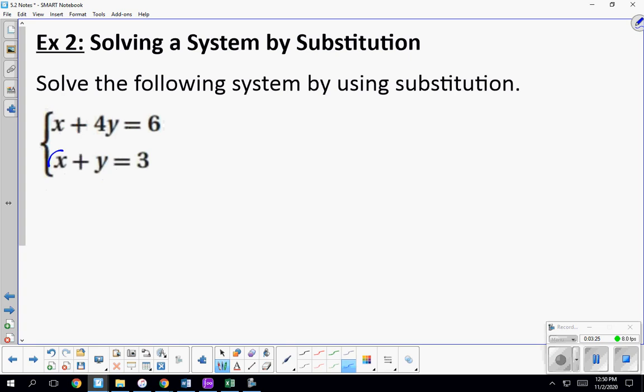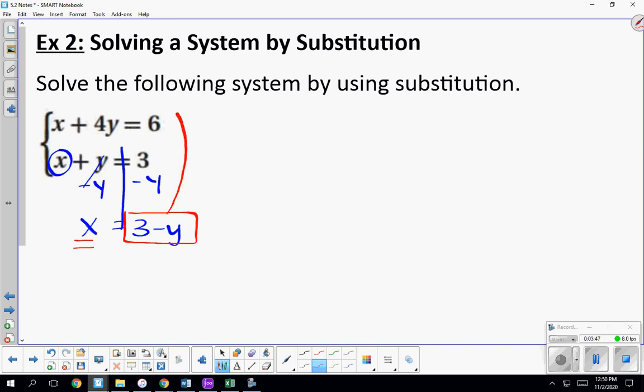I'm going to go ahead and isolate this variable. So to do that, I'm going to subtract the y, and I'm left with x equals 3 minus y. So now I know that x is equivalent to 3 minus y. And since they are equivalent, I can use this to make a substitution. So I'm going to replace x in the other equation with what's here in my box. So that instead of saying x plus 4y equals 6, I'm going to replace x with what it's equivalent to here, this 3 minus y.